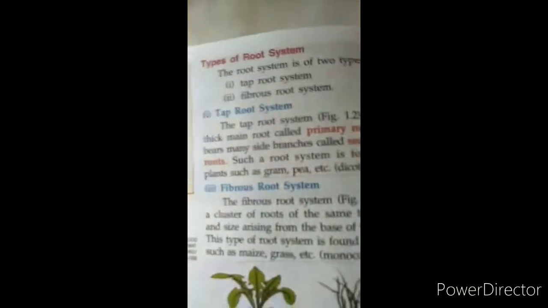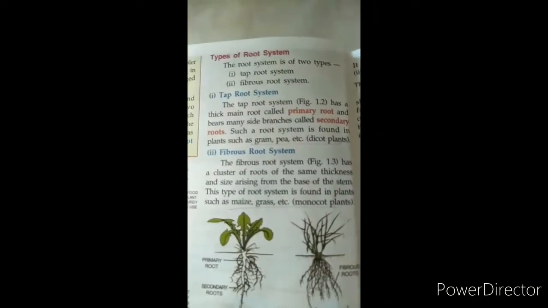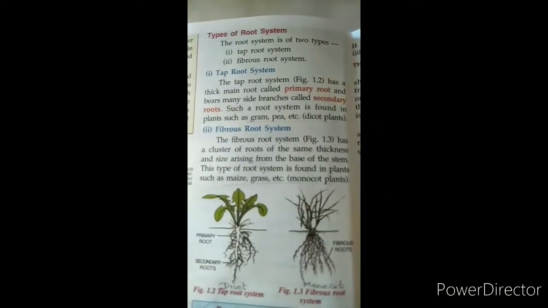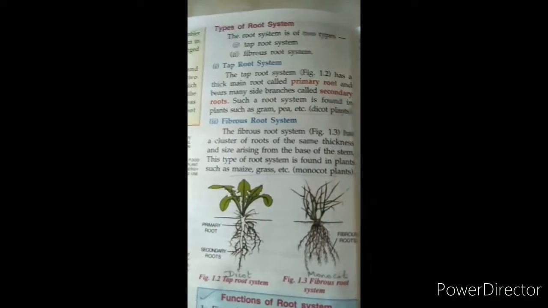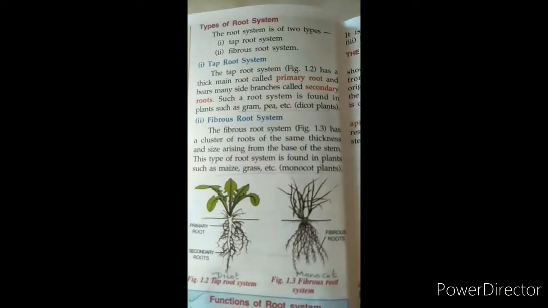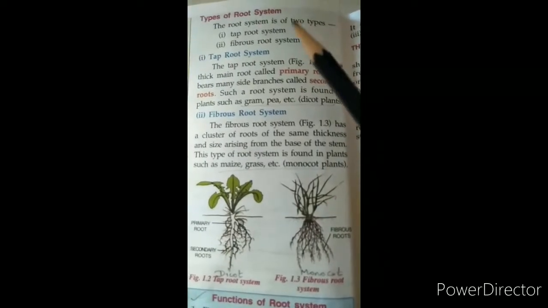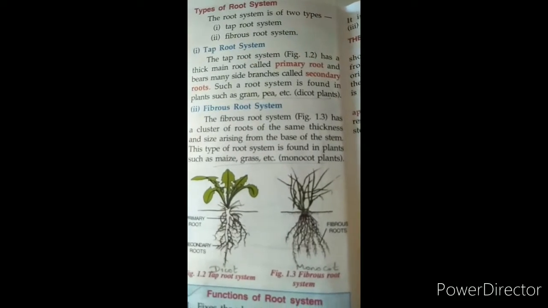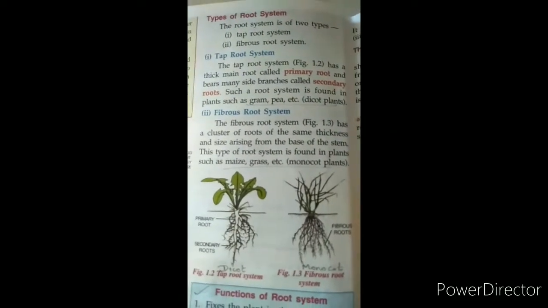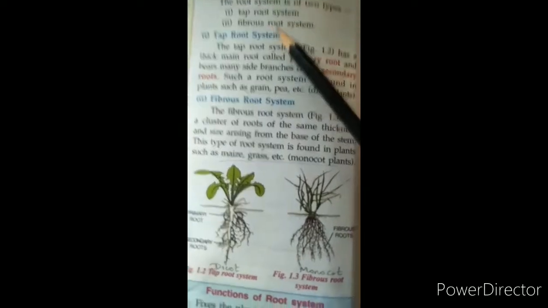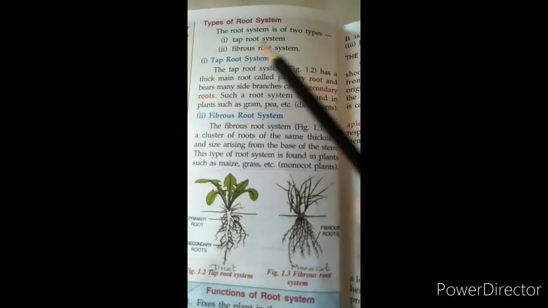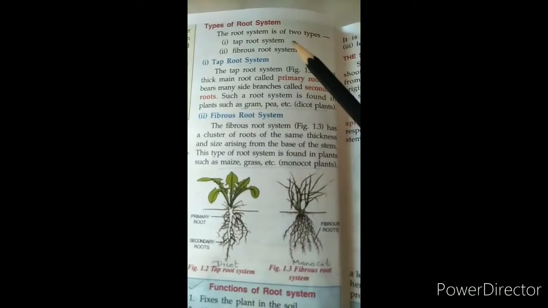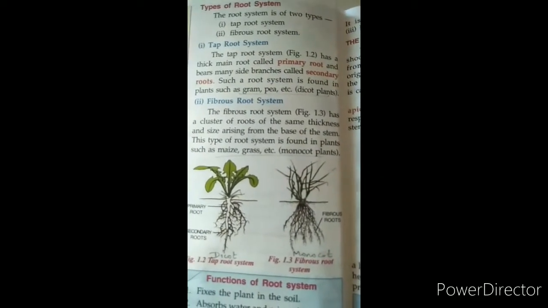We further have a look into this particular text here, and we find they are telling us about the types of root systems. So this seems to be quite interesting. The root systems are of two types. One is the tap root system, and the second is the fibrous root system. So tap root system and fibrous root system are the two types of root systems that are seen in plants.